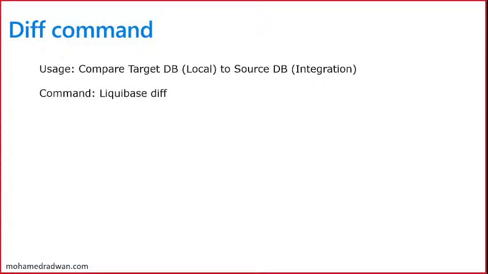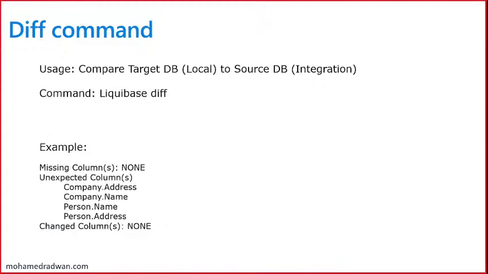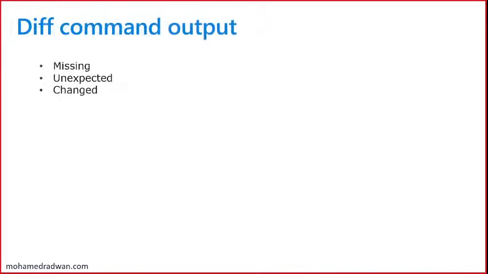So as we can see, Liquibase diff is a compare command to compare the local database with the integration database. For example, when I compare, usually I get the result defining what are the missing columns, what unexpected columns, and the changed columns. If there is no change or missing, then you will see the result is none. If there is a change, you will see the description of the change. Let me show you an example.